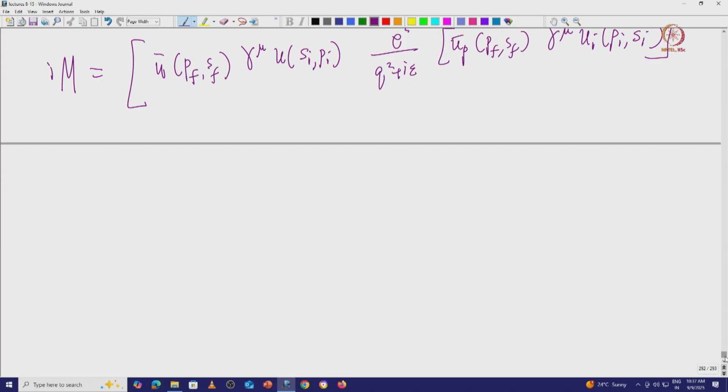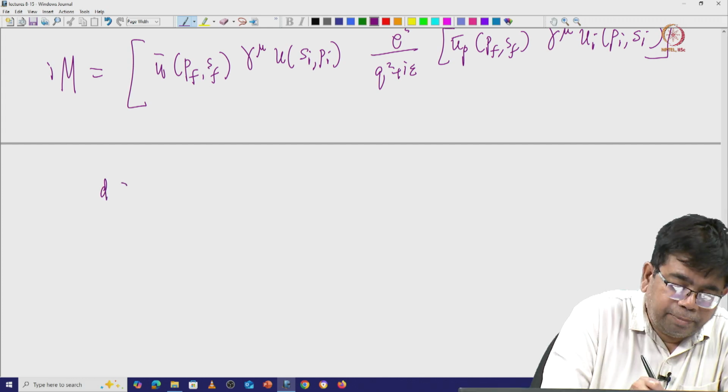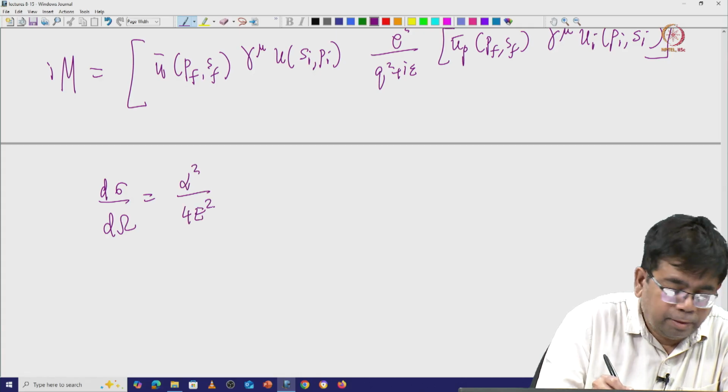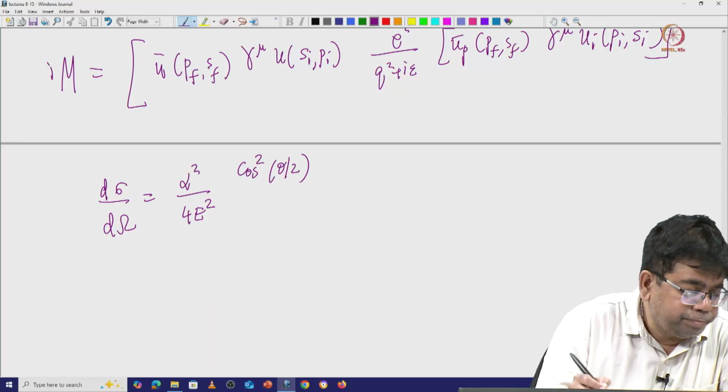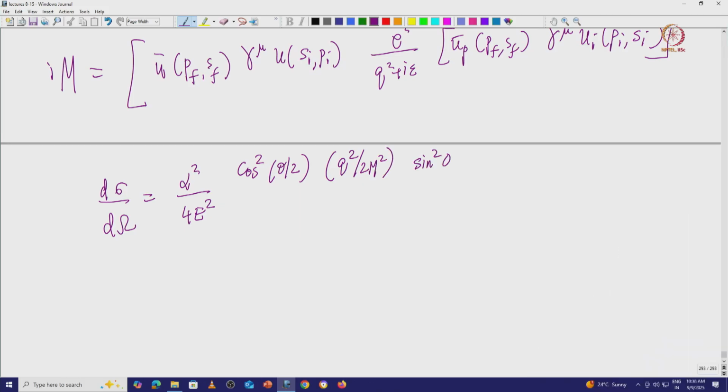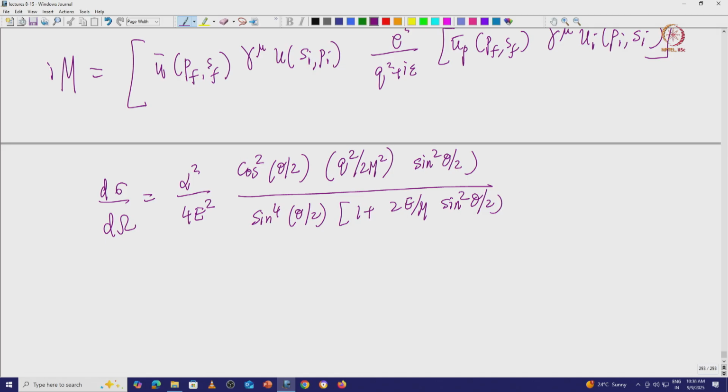So, it turns out that if you write down the dσ/dΩ, it is equal to α² / (4E²) × cos²(θ/2) × [q²/(2M²)] sin²(θ/2) / sin⁴(θ/2) × [1 + (2E/M) sin²(θ/2)], where M/E is much smaller than 1.